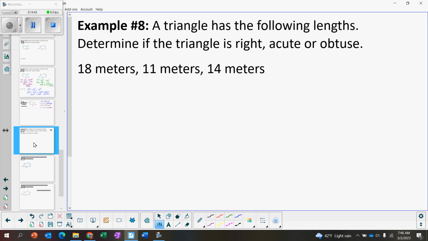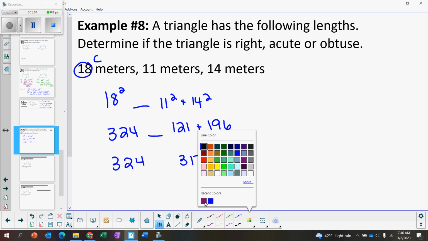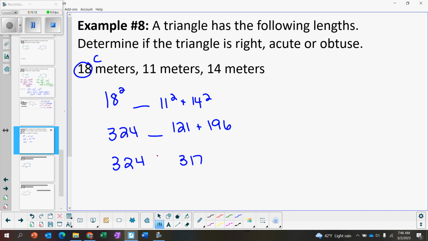So my three sides are 18, 11, and 14. 18 is my C, so we're going to start with that. 18 squared is something to 11 squared plus 14 squared. So we're going to get 324 compared to 121 plus 196. When I add these together, I get 317. So what I really have is 324 greater than 317, so greater than means I have an obtuse triangle.